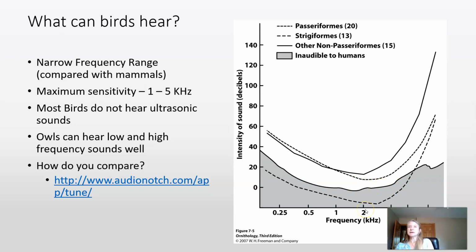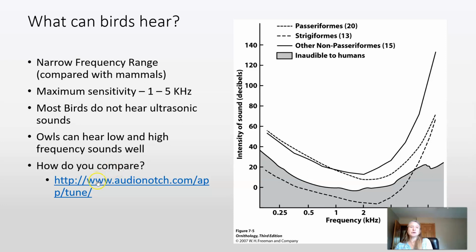The lines in here are for strigiforms, owls, the passeriforms, this light dotted one, and then other non-passerines here. Again, most birds do not hear ultrasonic sounds, but some birds do, like mouse birds. Owls can hear low and high frequency sounds very well, though. So with the owls, again, they can hear frequencies of sound at a lower intensity than humans can.